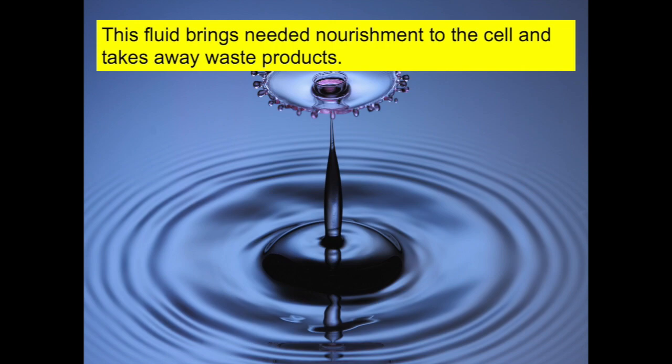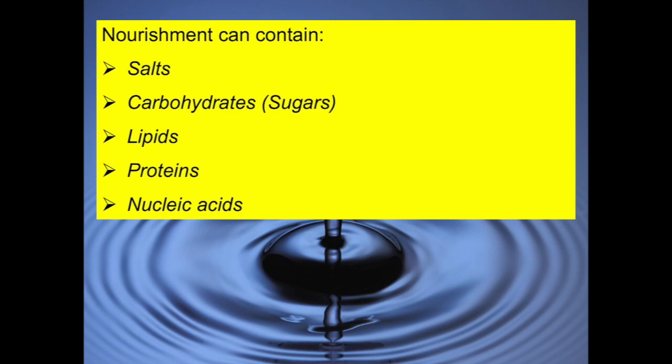So by that exchange, nourishment can contain such things as salts, carbohydrates, lipids, proteins, nucleic acids. Notice that those are the building blocks of many of the molecules that the cells need or use to produce hormones and other secretions that they are programmed to do.